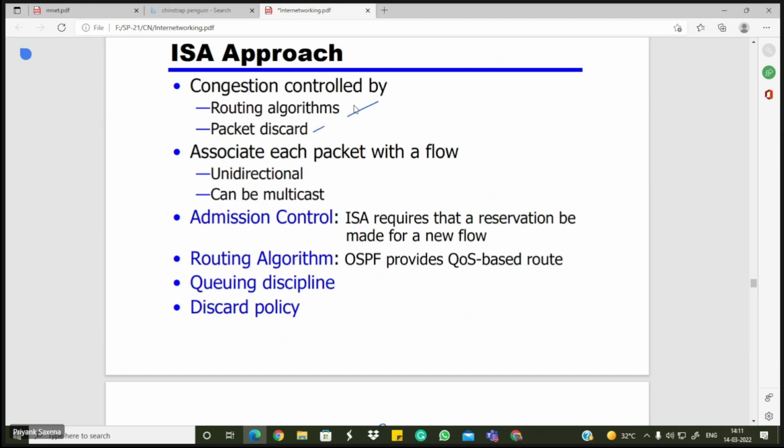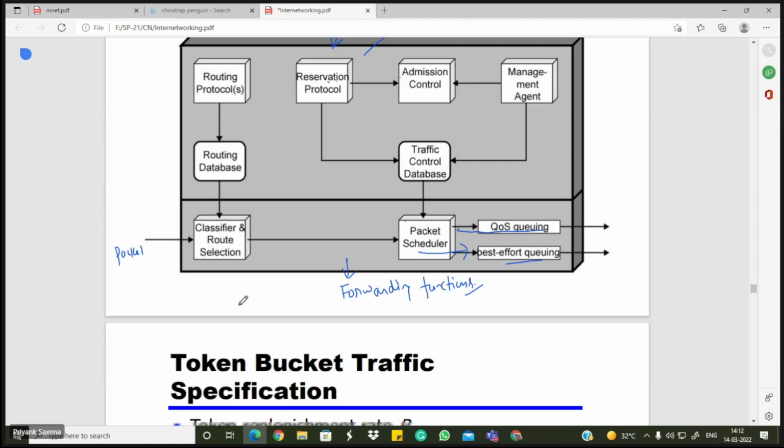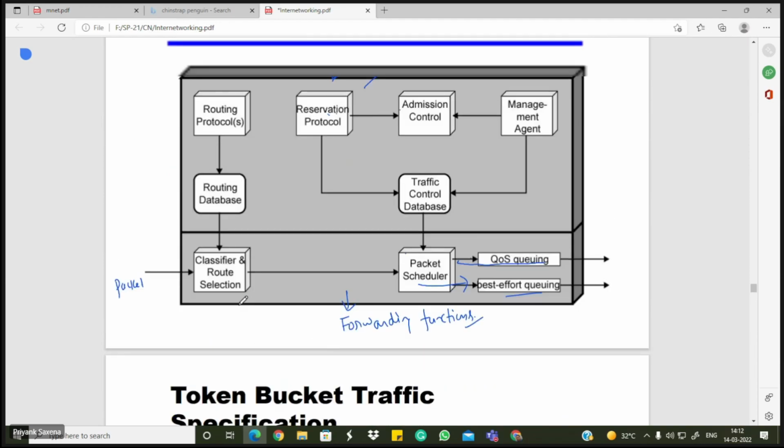Whenever there is congestion, the router starts discarding the packets. They associate each packet with a flow, right? Flow, I told you, is a set of packets originating from the same source to be delivered to the same destination and requiring similar treatment. They can be unidirectional or multicast. Admission control: for a new flow, OSPF provides quality of service based route, queuing discipline and discard policy, right?